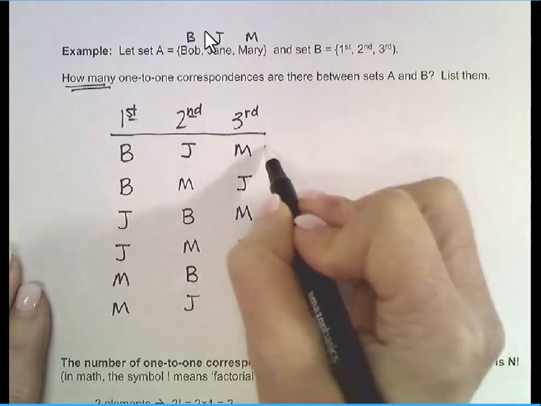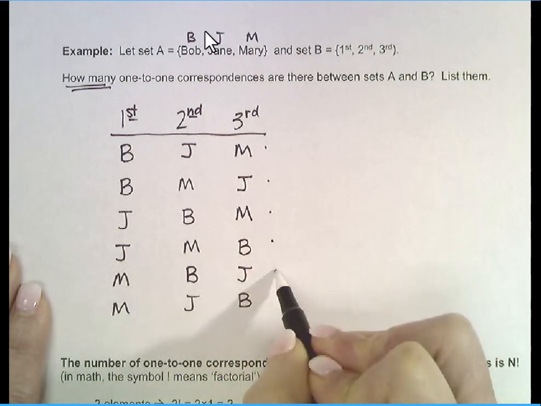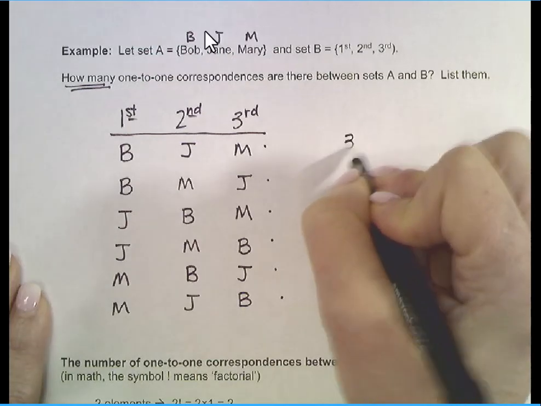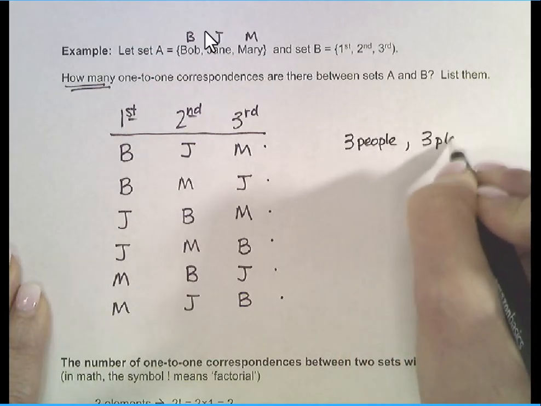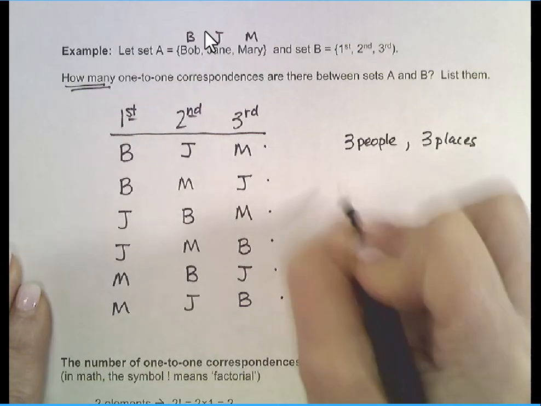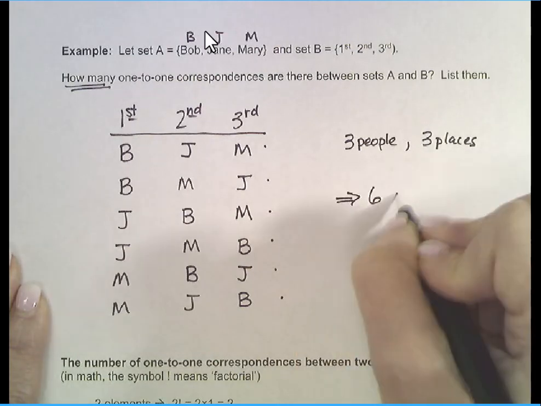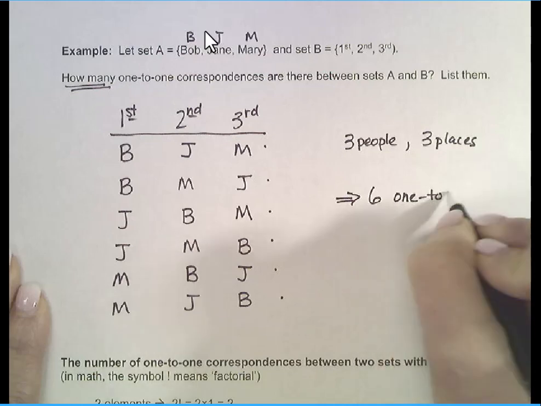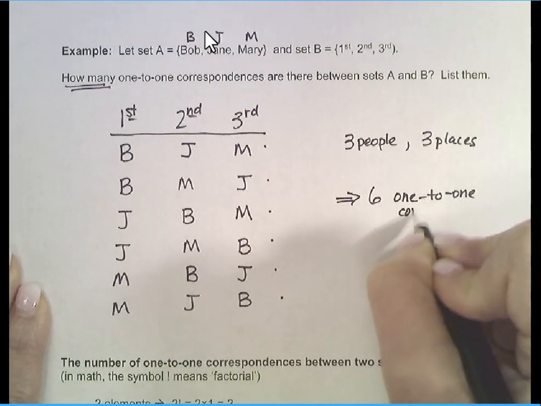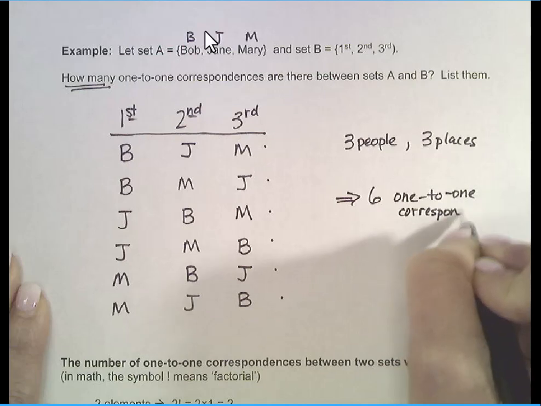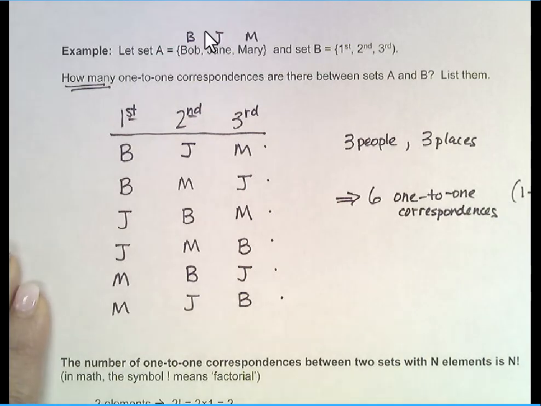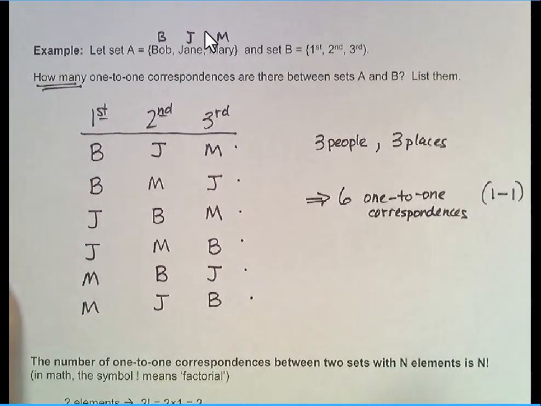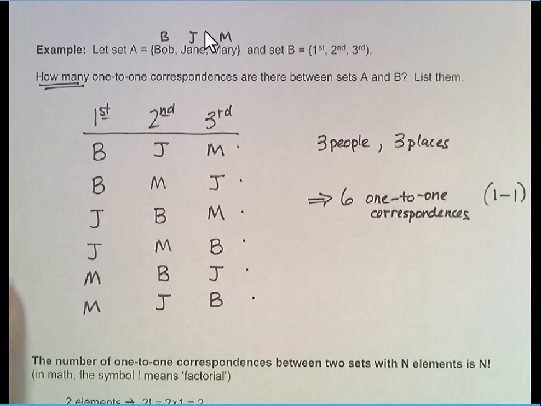So if we go through and count, 4, 5, there are 6. There's 3 people. There was 3 places. And it turns out that there are 6 one-to-one correspondences. Another way we shorthand one-to-one is we literally write one-to-one like that, 1-1. That's a way you can abbreviate it.